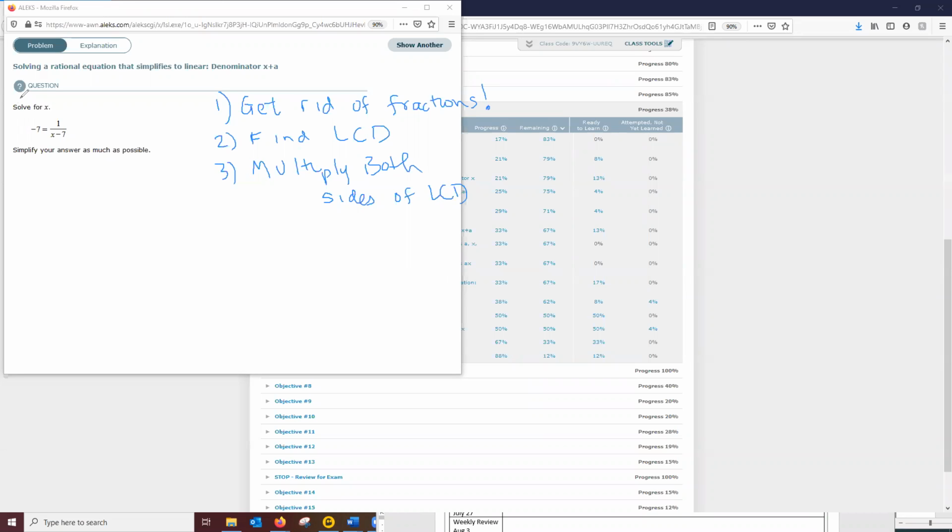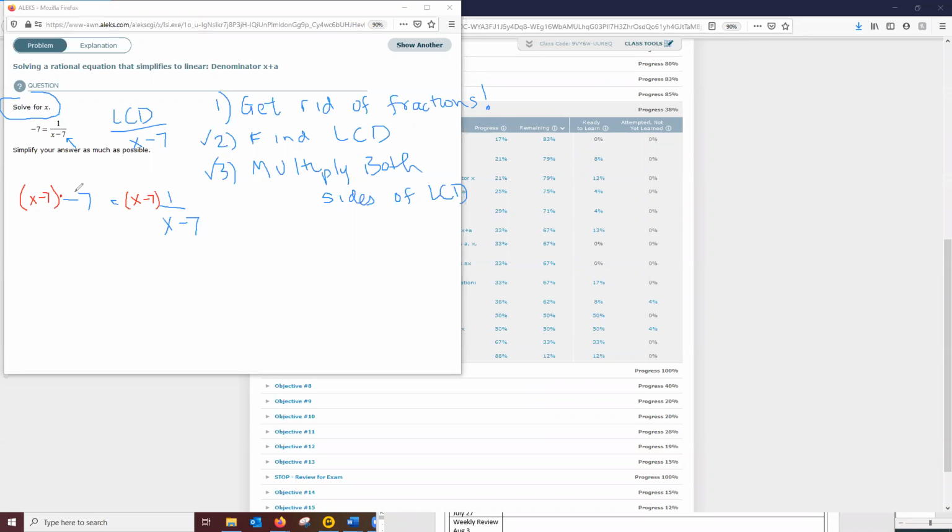It says here, solve for x. All right, well, let me look at the LCD here, the common denominator. Well, there's only one denominator here. It's x minus 7. So the least common denominator here is just x minus 7. So I'm going to take this equation that they're giving me, and I'm going to multiply both sides. So we found the LCD. Now I'm going to go ahead and multiply both sides of the equation by the LCD, which is x minus 7. So I'm multiplying both sides of this equation by x minus 7.